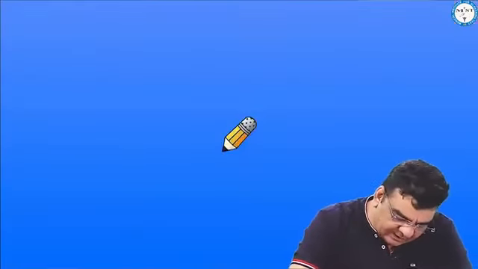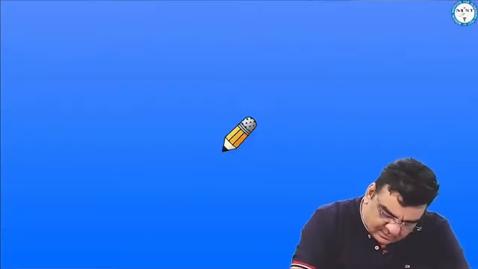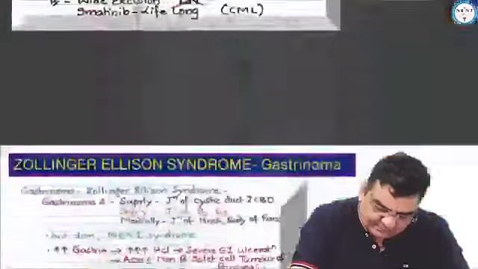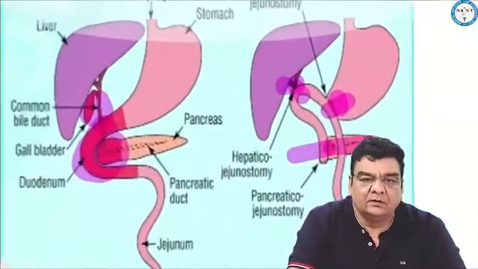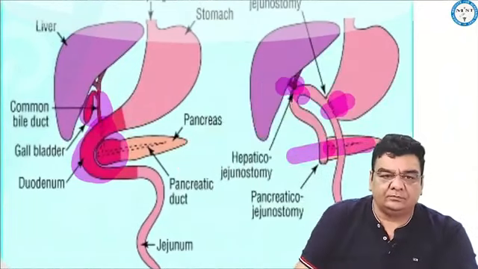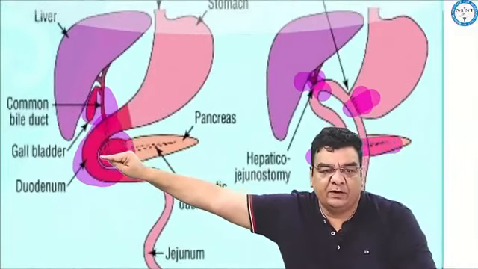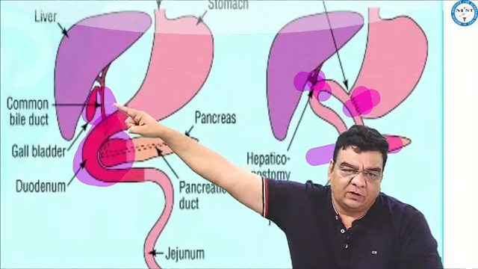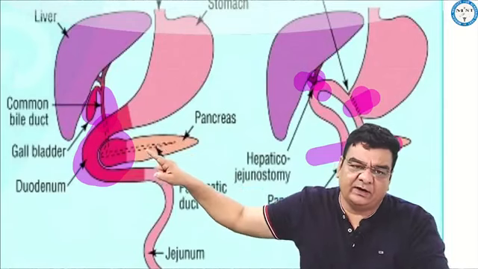If we take a look at the actual image of this Whipple's operation, this is what you are seeing here. In this case, beta, suppose there is a tumor in the head of the pancreas or maybe periampullary. You have removed the head of the pancreas, you have removed the duodenum, you have removed the gallbladder and the common bile duct. You are left with the common hepatic duct, the stomach and the pancreatic duct.